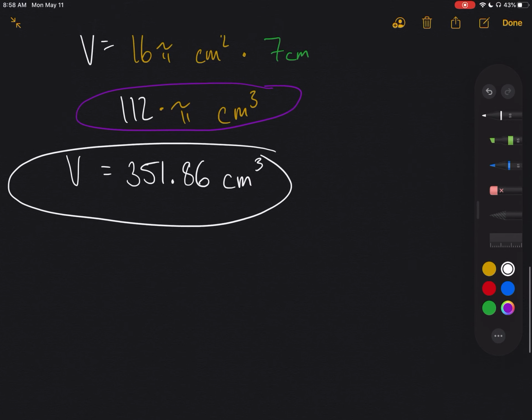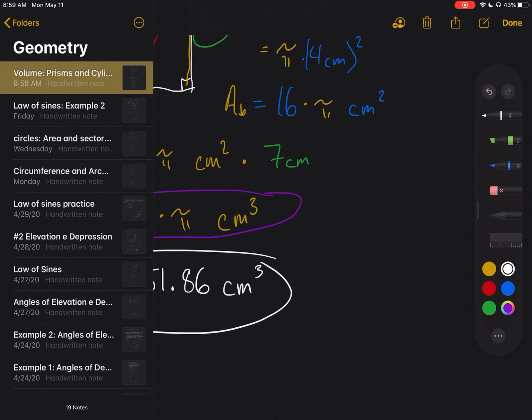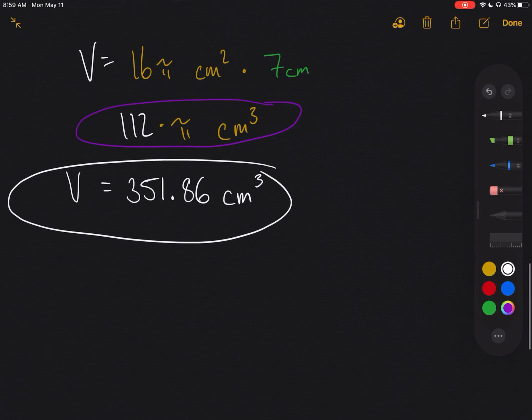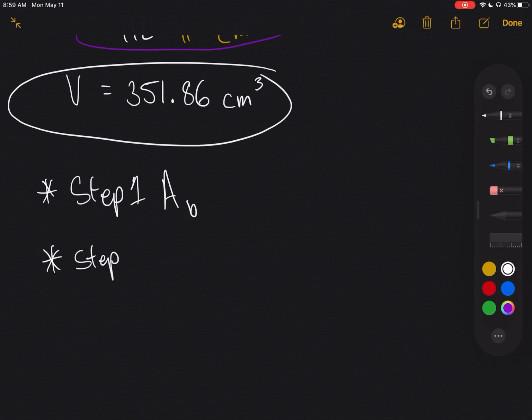So hopefully that is pretty straightforward, right? Whenever you're going to do a volume problem, step 1, you want to find the area of the base, and then step 2, you can find the volume. I think that's going to make it easier for you. And for the area of the base, if it's a triangle, you use the formula for a triangle. For a circle, the area of a circle. For a prism or a square, rectangle, length times width, okay?